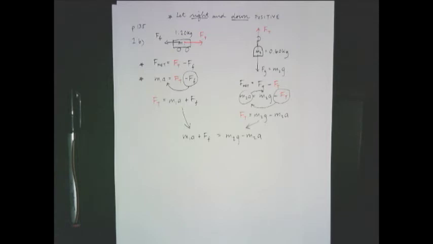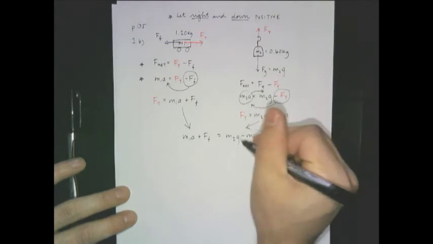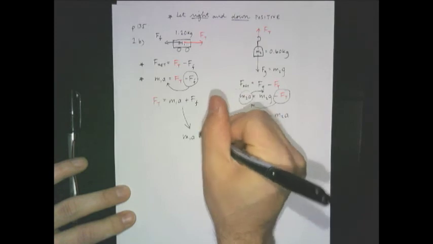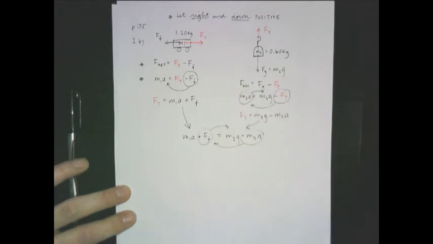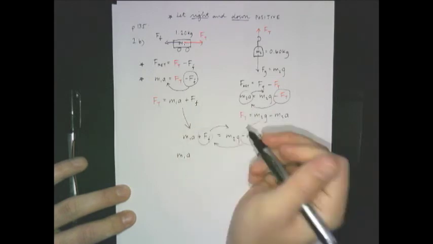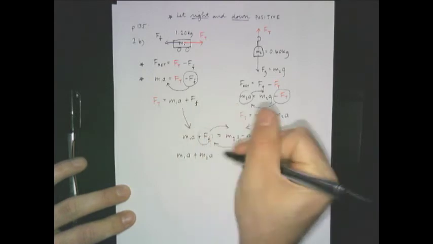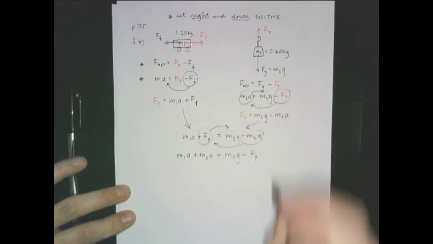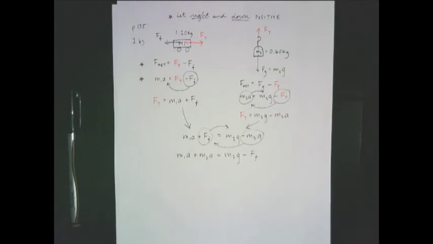Remember that the point of this is to solve for a. So in doing so, let's get all of the a's on the same side and bring everything else on the other side. So let's take this term here, m2a, and bring it over the equal sign. Let's take this friction and bring it away because we don't need it on that side. So we end up with m1a plus m2a is equal to m2g minus force of friction. Almost done.